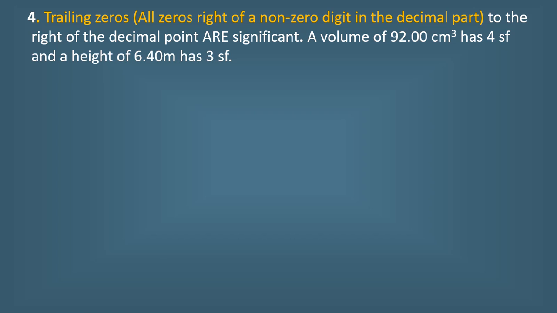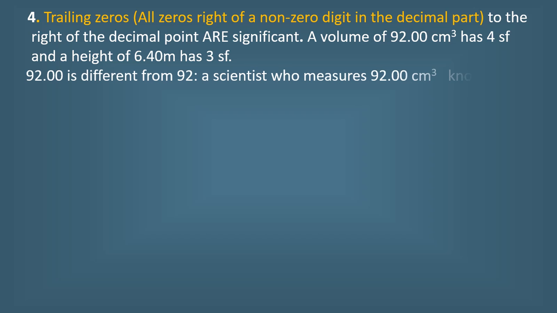And the height of 6.40 meters has 3. They are to the right of this decimal point and a non-zero digit. All zeros right of a non-zero digit in the decimal part, remember, are significant.